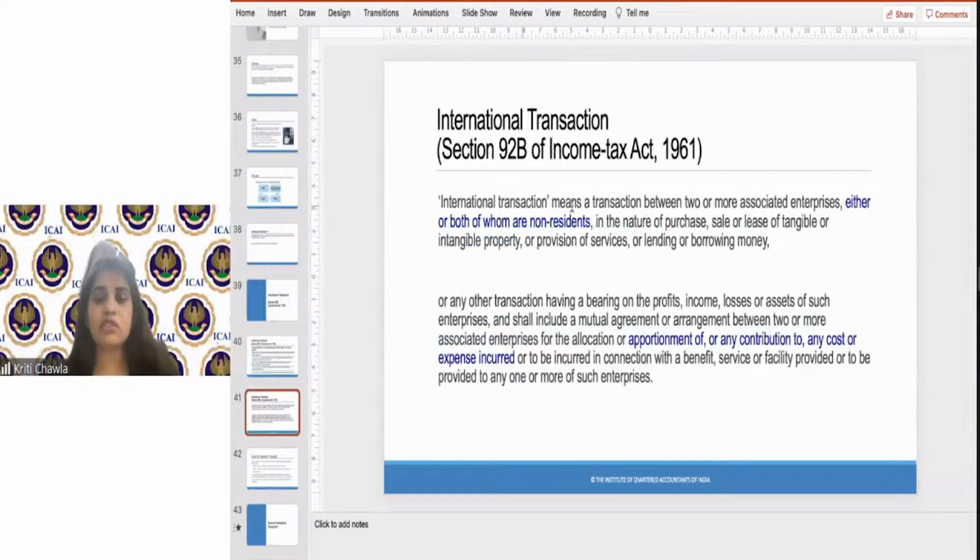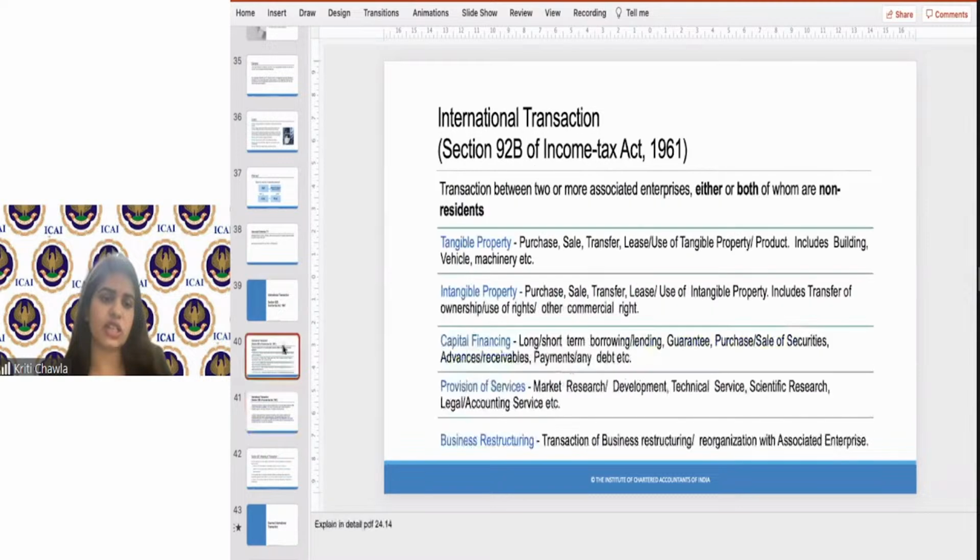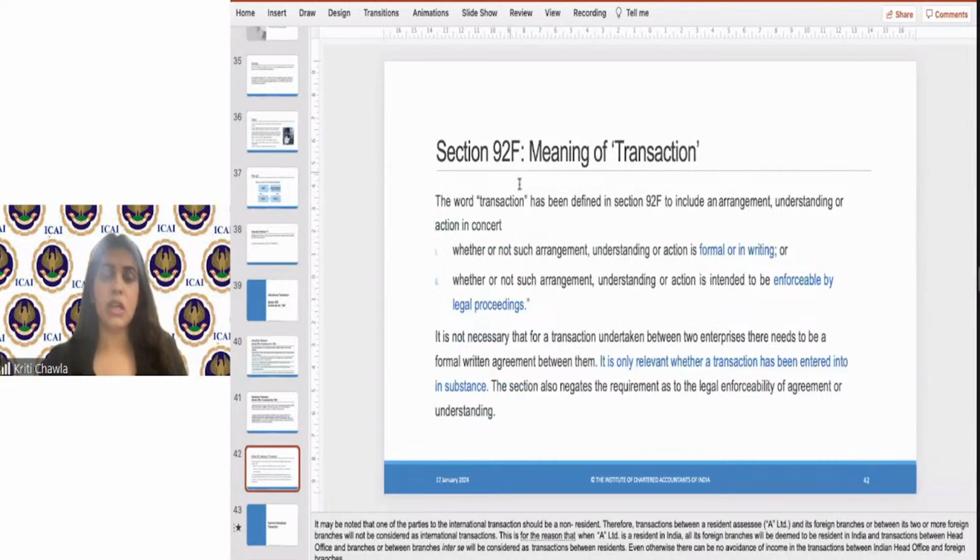This is the language of the section. You can actually look into this particular section. I have provided the language of the section right here, but this is the shorter form. I've just summarized the section for you guys.